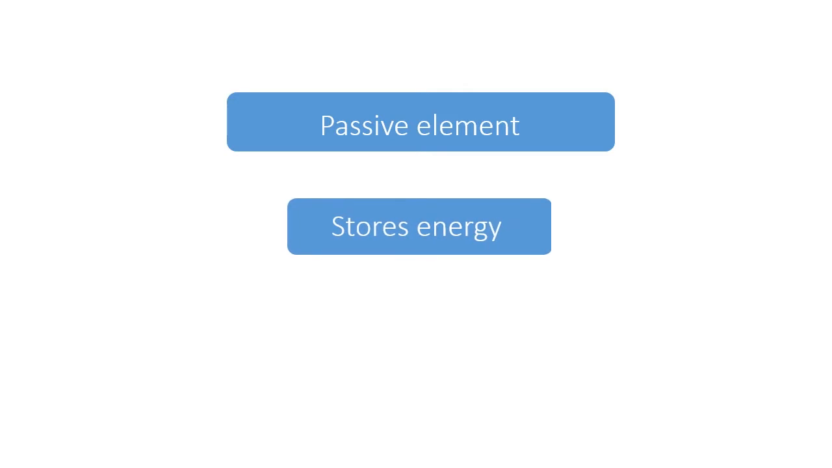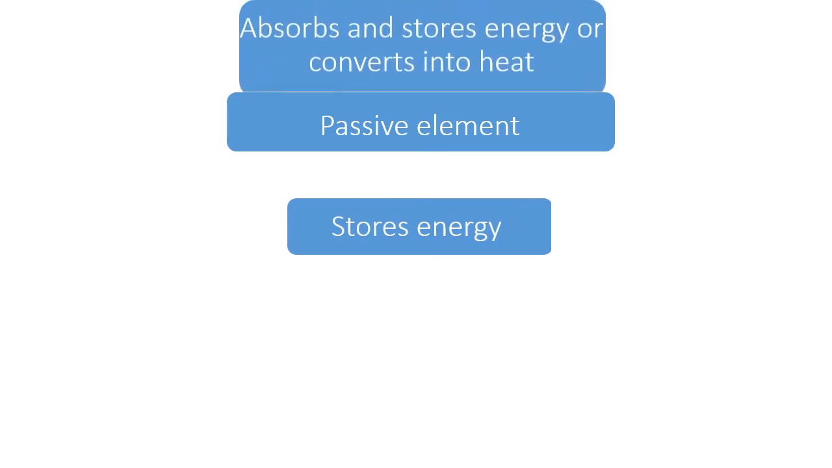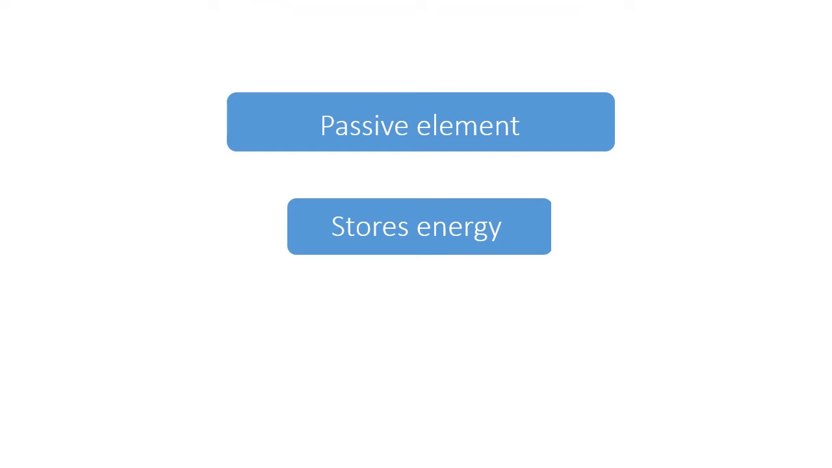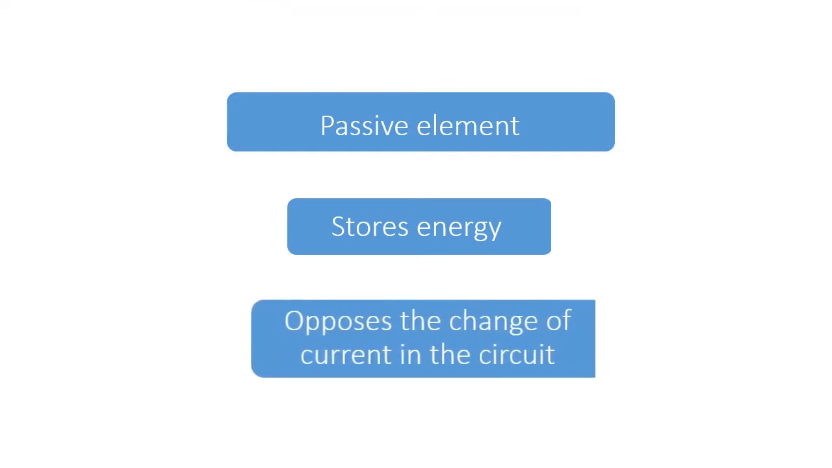An inductor is a passive element which stores energy in terms of magnetic field. A passive element is an element which absorbs power and either stores it or converts it into heat. It opposes the sudden change of current in the circuit.